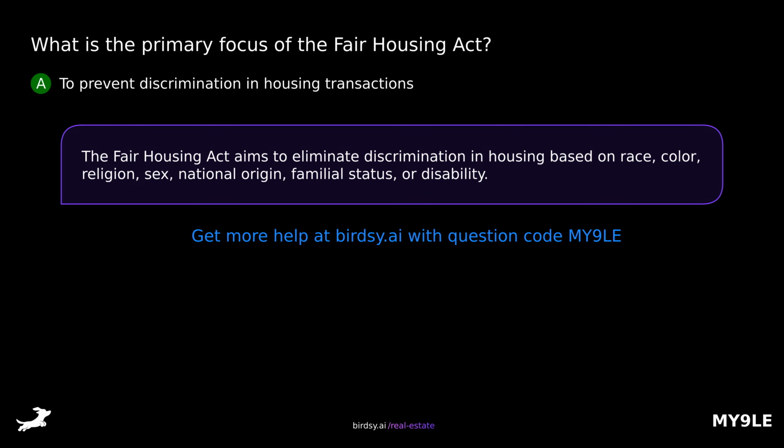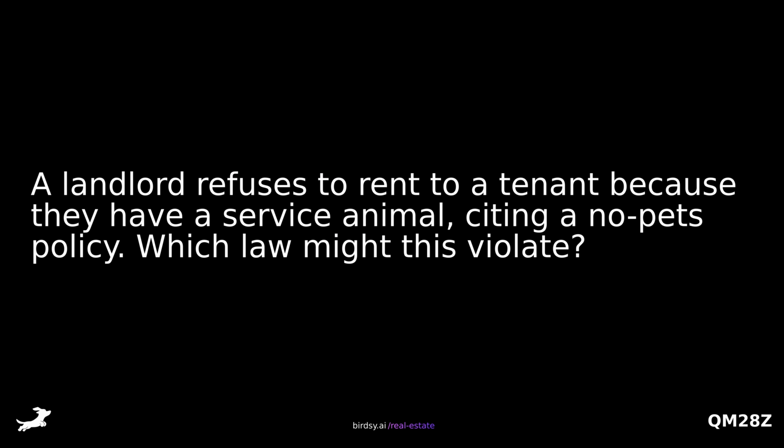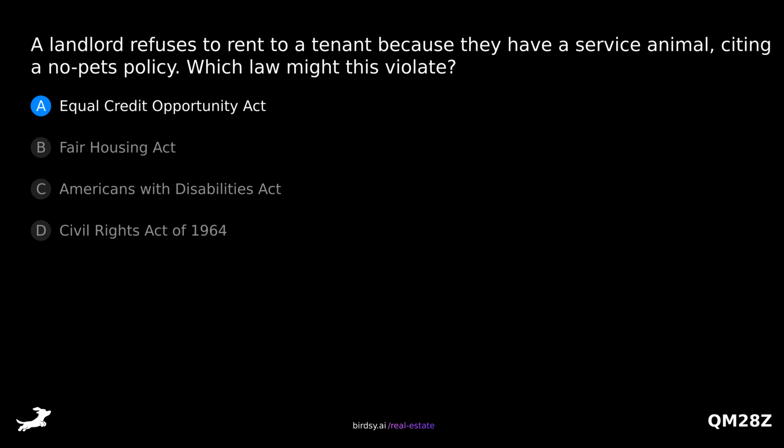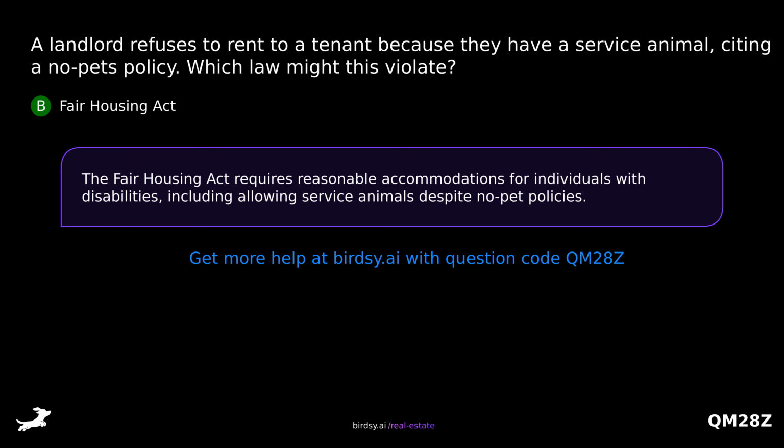or disability. A landlord refuses to rent to a tenant because they have a service animal, citing a no pets policy. Which law might this violate? Is it A, Equal Credit Opportunity Act? B, Fair Housing Act? C, Americans with Disabilities Act? Or D, Civil Rights Act of 1964? The answer is B, Fair Housing Act. The Fair Housing Act requires reasonable accommodations for individuals with disabilities, including allowing service animals despite no pet policies.